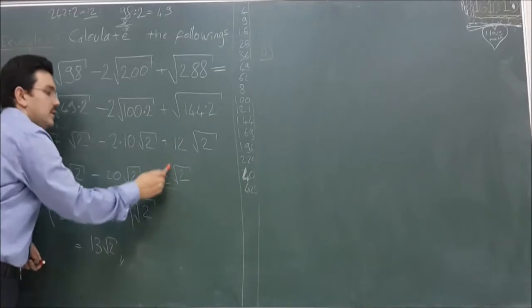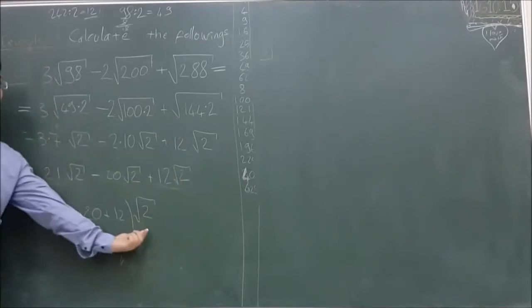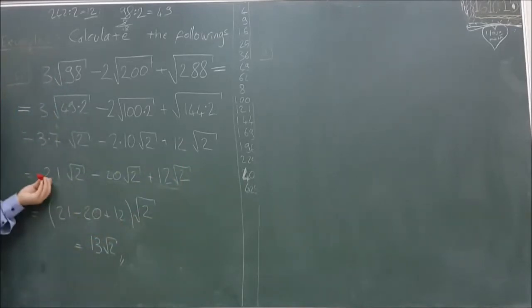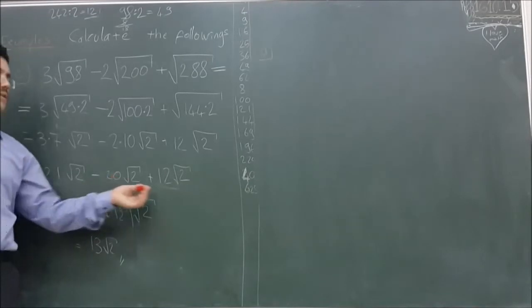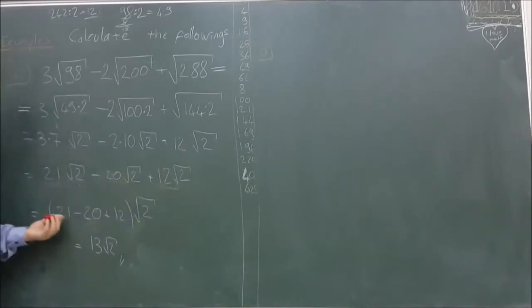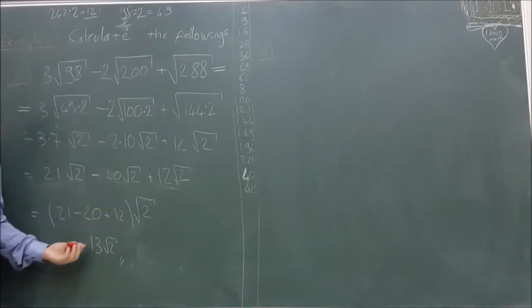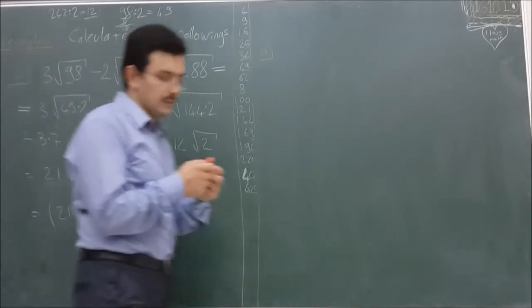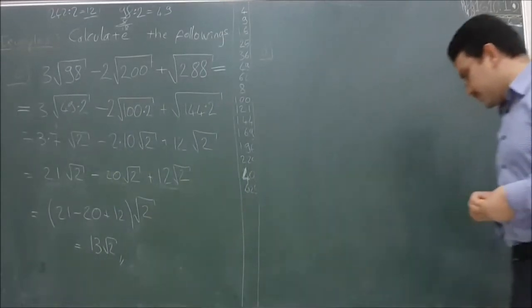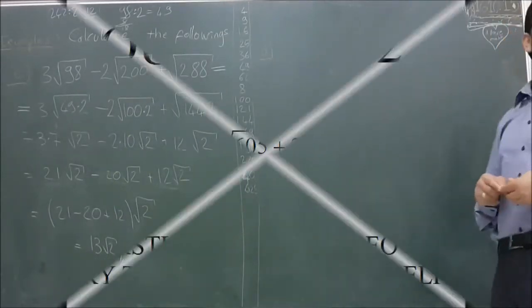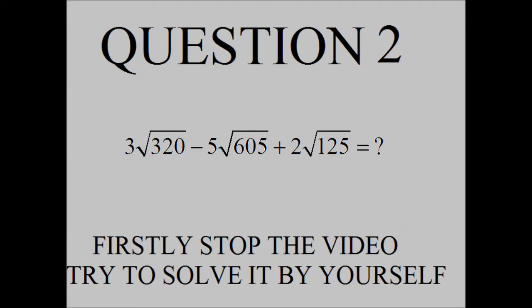The square root is the same for all, so we take the same thing out of parentheses. From the first 21, from the second minus 20, from the third plus 12 comes. 21 minus 20 makes 1. 1 plus 12 makes 13 square root 2. Let's write question letter D.